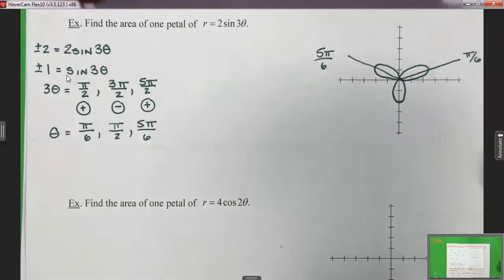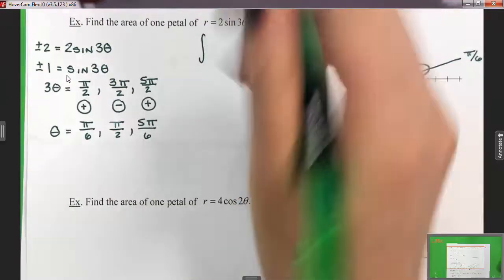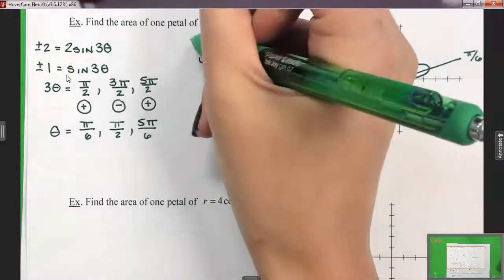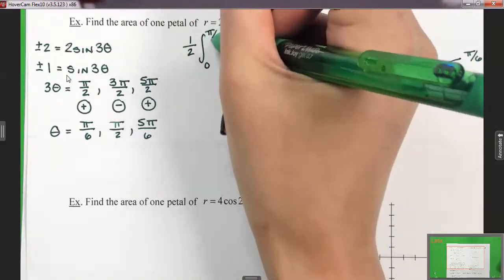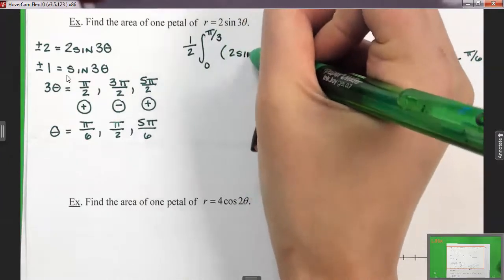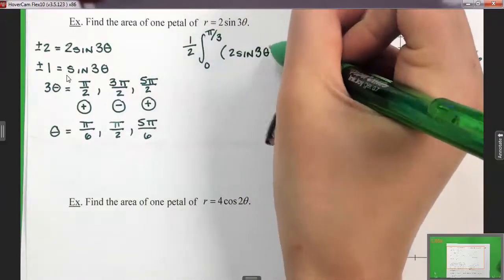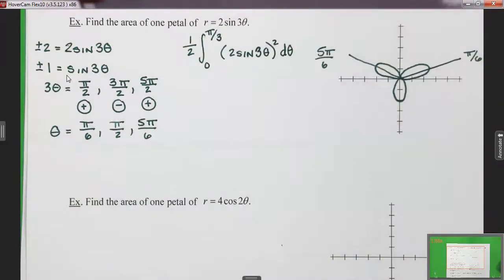I personally would go 0 to pi over 6 and then double it so that the 1/2 is gone, but whatever. You make your own bed. Make your own bed. Have you ever heard that? I don't do that. I believe it.